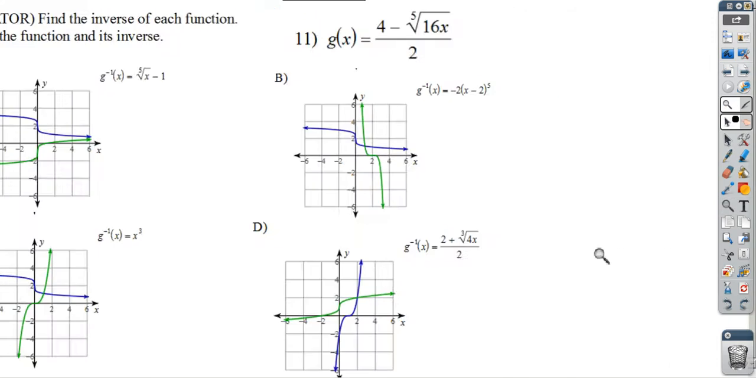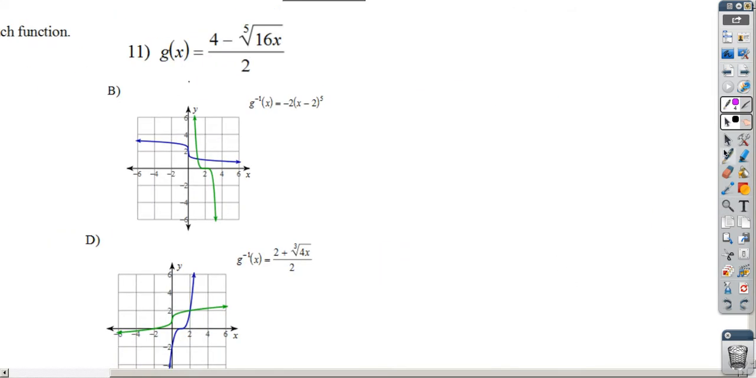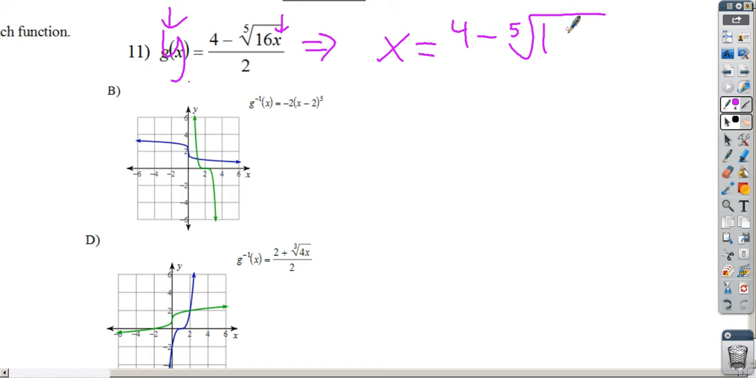So first let's find the inverse of g of x. Remember that g of x or f of x is interchangeable with y. So to find the inverse, we'll just swap these. The y is going to be swapped in exchange for x. And then we have the fifth root, not of 16x now, but of 16y, and that's all over 2. So now we need to get at that y that's buried inside the fifth root.